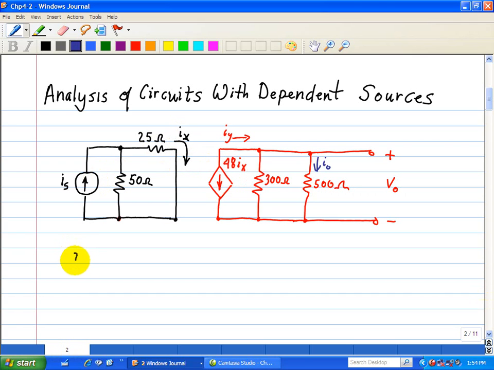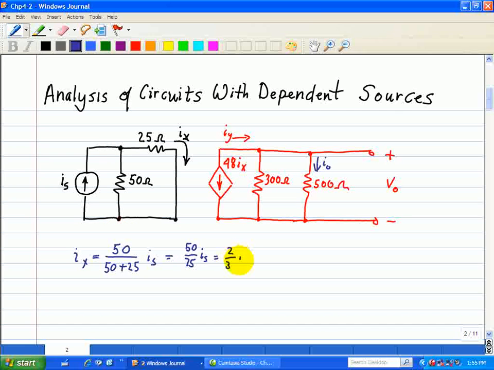So here we have Ix is equal to, using current division, our input is Is, so it's the opposite resistor, 50 ohms, divided by the sum of those two resistors, and that's equal to 50 over 75 Is, and we can simplify that to be 2/3 Is.